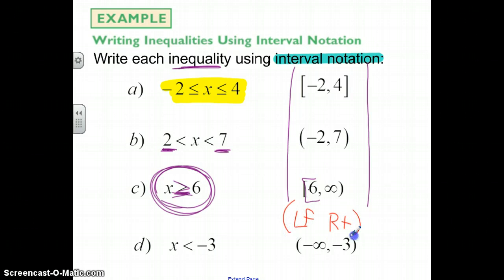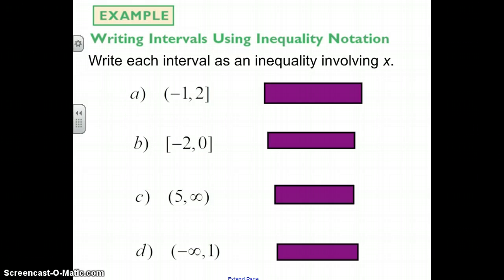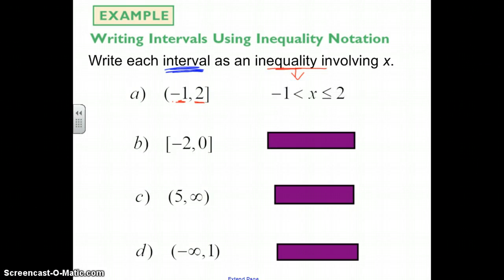So always move left to right. Never give me the right and then move left. So let's go the opposite direction. If I give you interval notation, can you translate that back into inequality notation? So this says all the values between -1 and 2. So you would say, x is between all those values of -1 and 2. And to write a between statement, you put, again, the lower number on the left, and you use less than signs. So here it is.